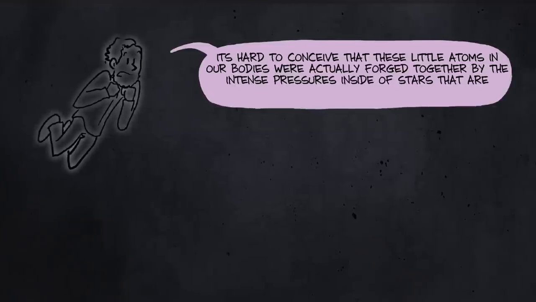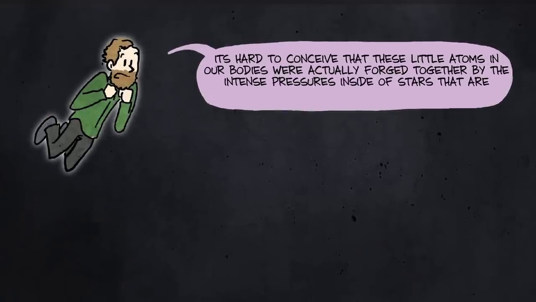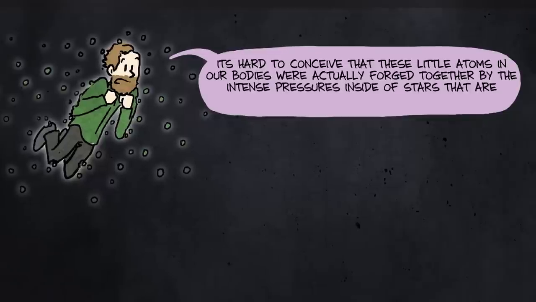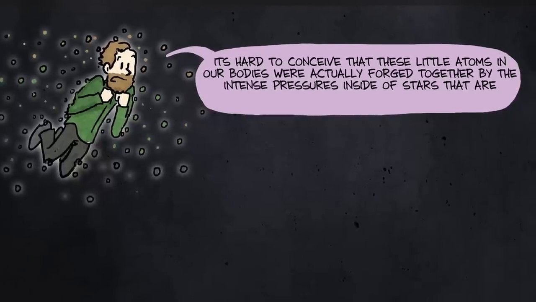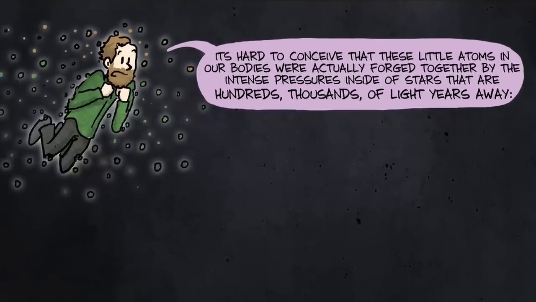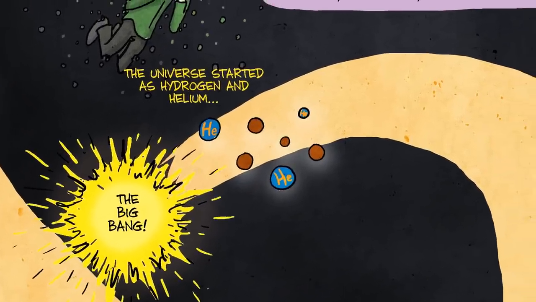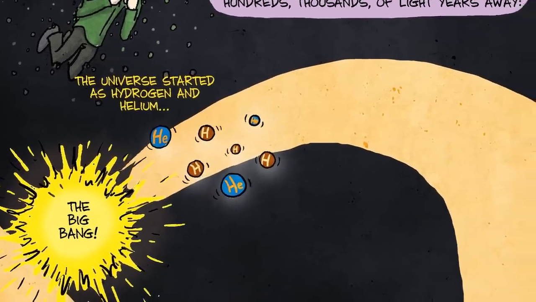It's hard to conceive that really these little atoms in our bodies were actually forged together because of the intense pressures inside of stars that are hundreds, thousands of light years away. Yeah, the universe started as hydrogen. This is all there is in the universe. Yeah, right. Hydrogen, helium, and metals. Right. Tiny metals.